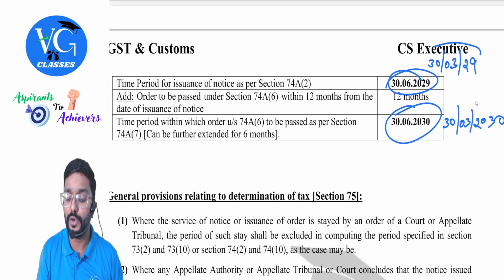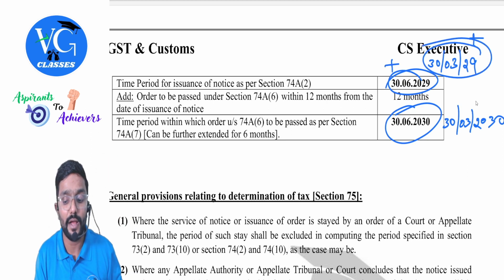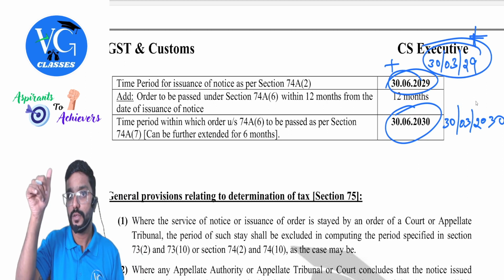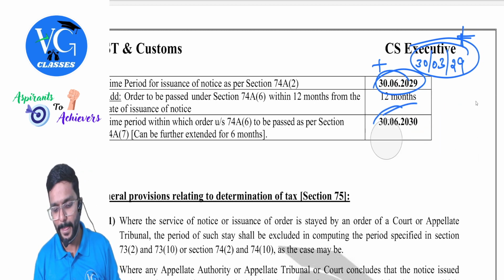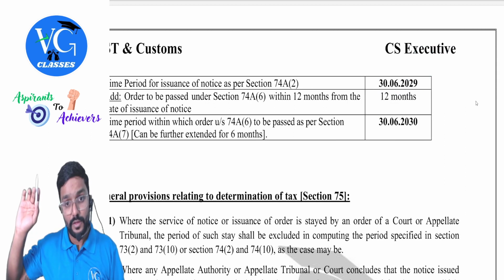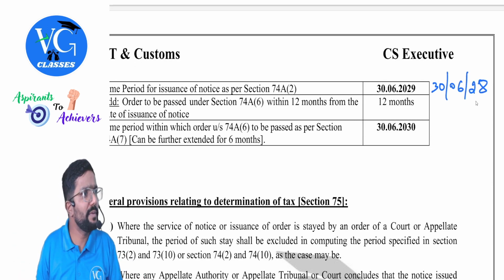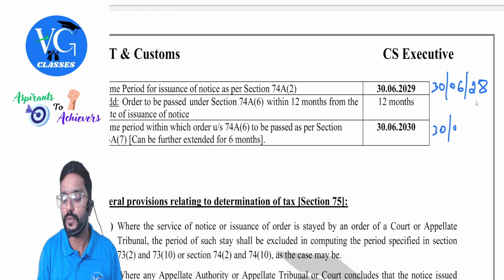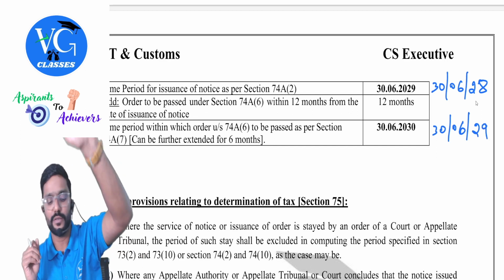Now assume the notice is issued on this date. We need to count 12 months from the actual date of notice. Please be careful. Let me give one more example. Assume, guys, the notice is issued on 30th June 28, one year before only. Can it be done? Yes. What is the time limit to pass the order? 30th June 29. Hope you guys understood.